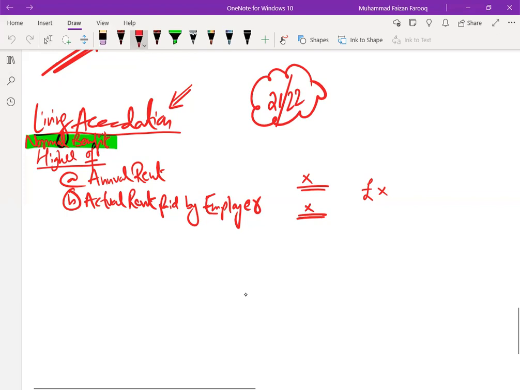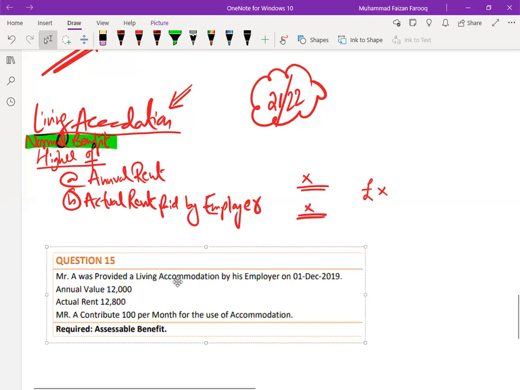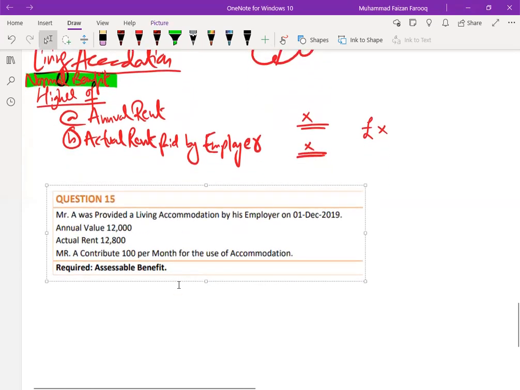So this is the format. Keep this format in front of you, and I am going to share one small question. This is question number 15 from our handout. Please read the question. Mr. A was provided a living accommodation by his employer on 1st December 2019. Annual value was 12,000, actual rent was 12,800. Mr. A contributed 100 per month for the use of accommodation. Required: assessable benefit.